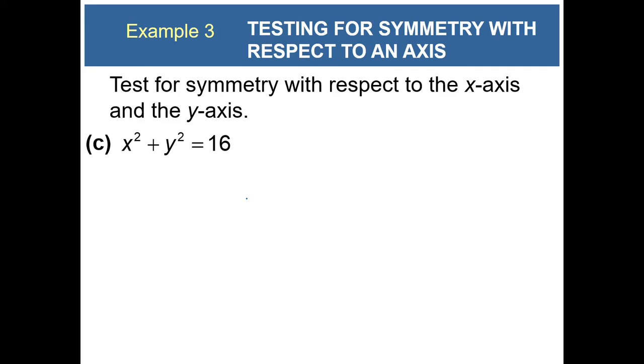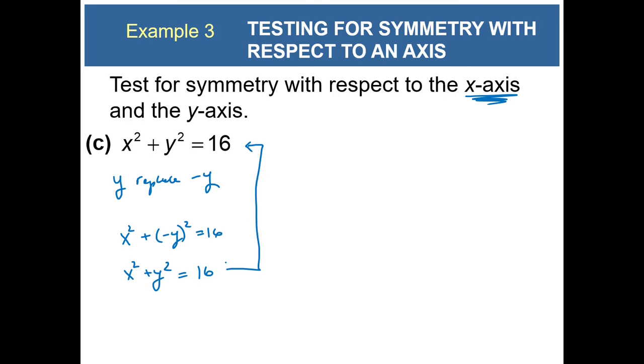Let's test for symmetry with respect to the x-axis and y-axis. We'll start by testing symmetry for the x-axis. We replace the y with negative y. X squared plus negative y quantity squared is equal to 16. X squared plus y squared equals 16. This yields the same equation as we started off with. So yes, we do have symmetry about the x-axis.